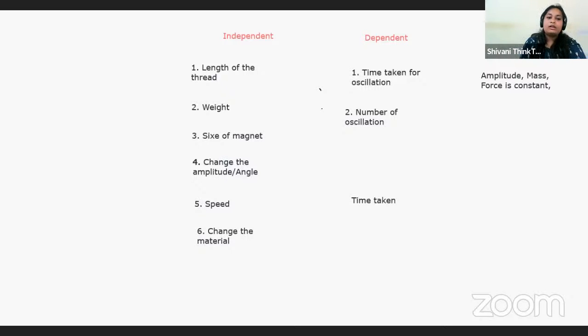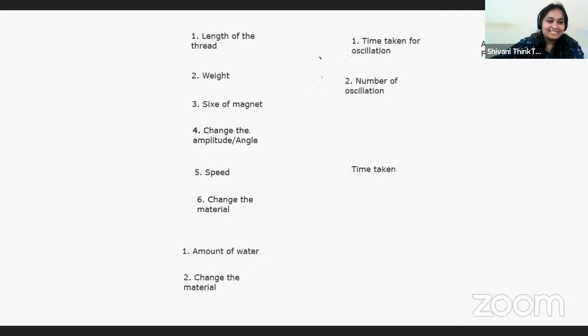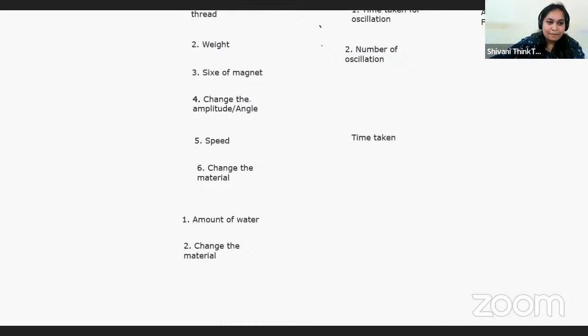So what can we keep as the independent variable here? We can change the materials. Instead of using lime powder, we can change it to something else. Amount of water, okay. Instead of the lime powder, we can use sand. Interesting. Number of exhalations we made.